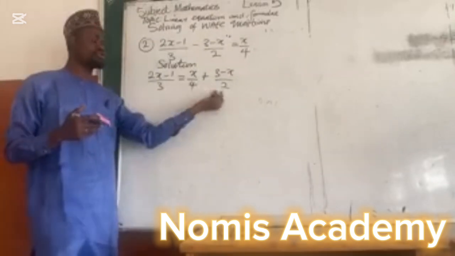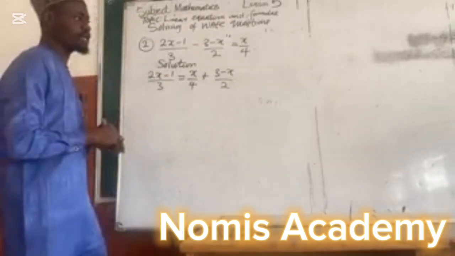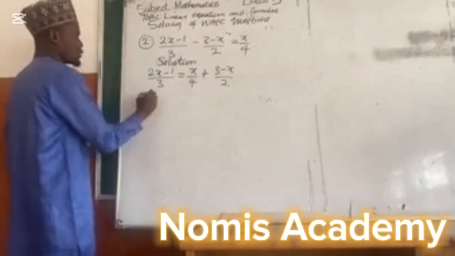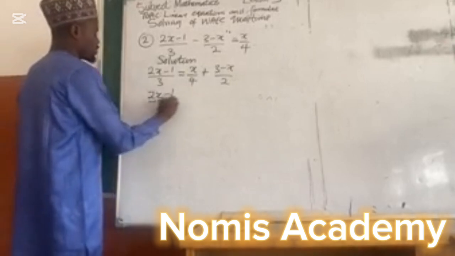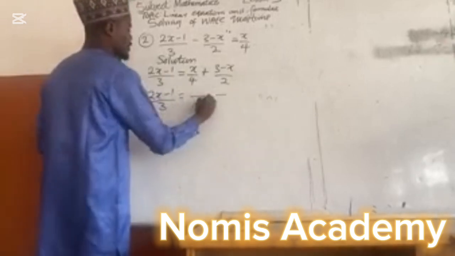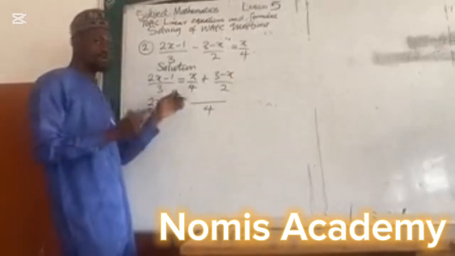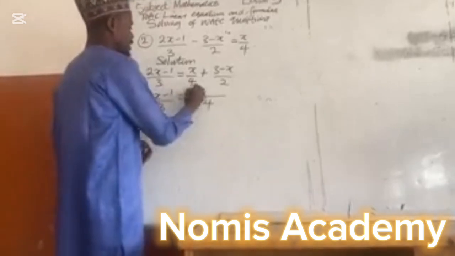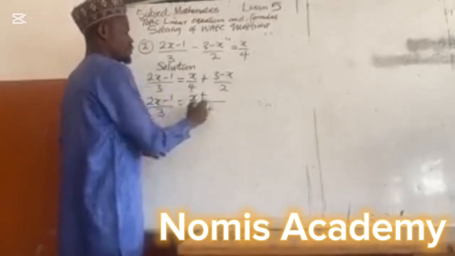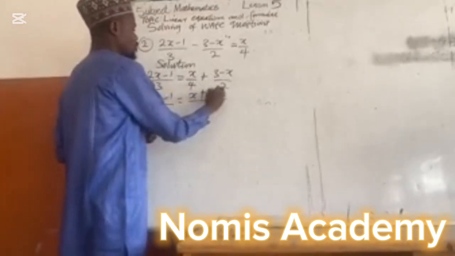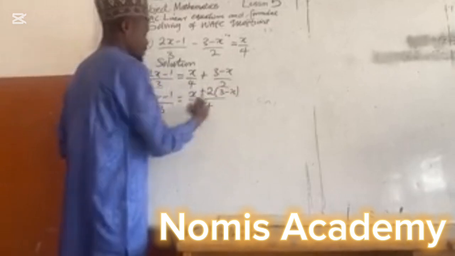In this case of 4 and 2, 4 can be divided by 2 without remainder, which means the common denominator is 4. We have (2x minus 1) all over 3. So this term is 4. 4 divided by 4, we have 1 times x, we have x, plus 4 divided by 2, we have 2. We use 2, open bracket, 3 minus x.